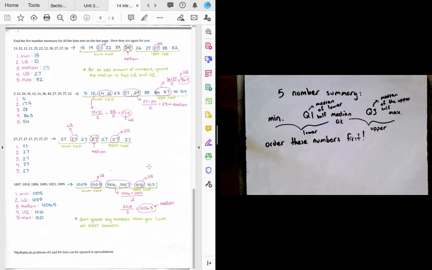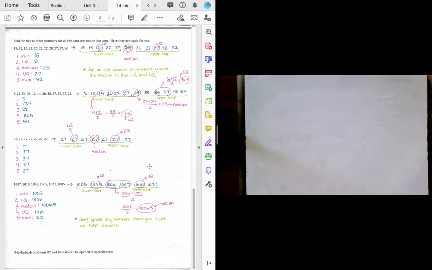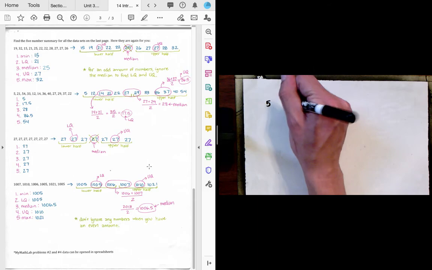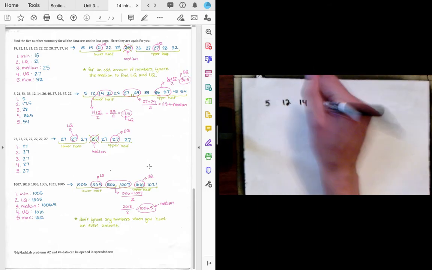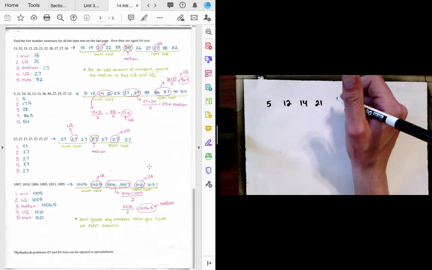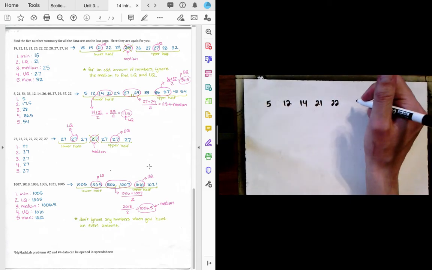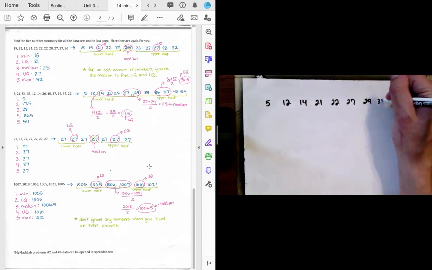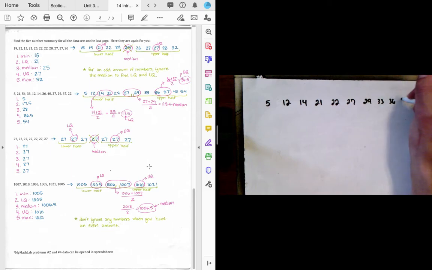Do I have a good 5-number summary one? I do. Let's calculate one. I'm going to write out a set. Let's use the second set. 5, 12, 14, 21, 22, 27, 29, 33, 36, 37, 40, and 54. Almost ran out of room there.